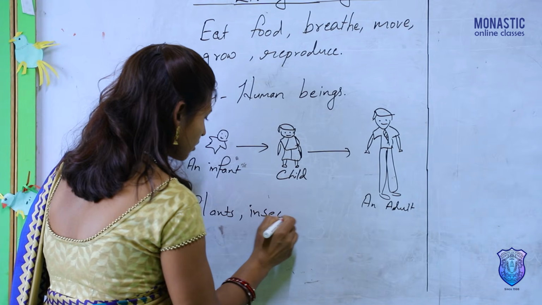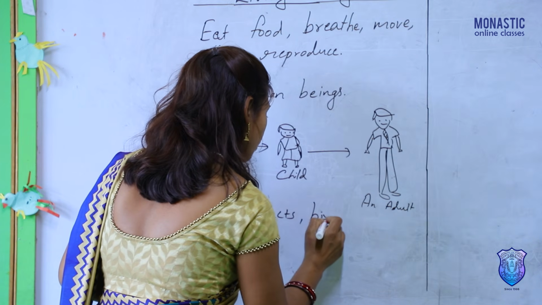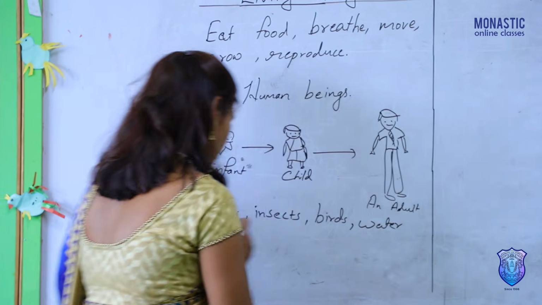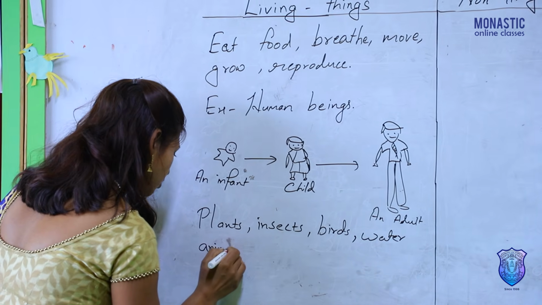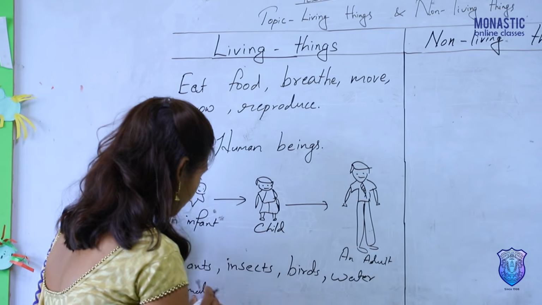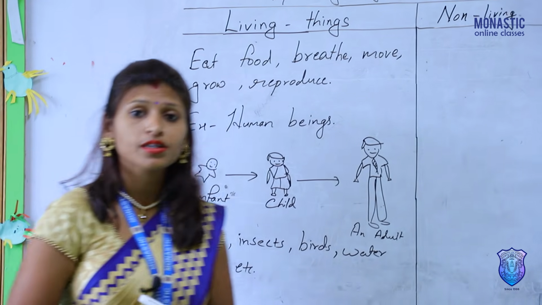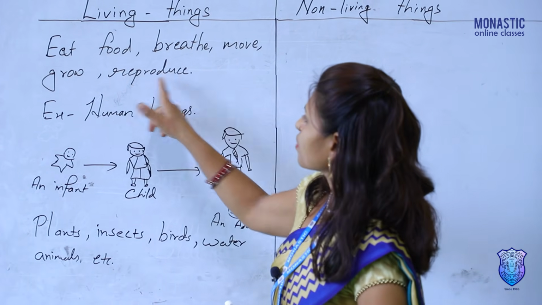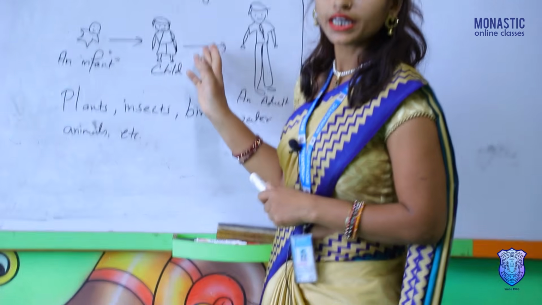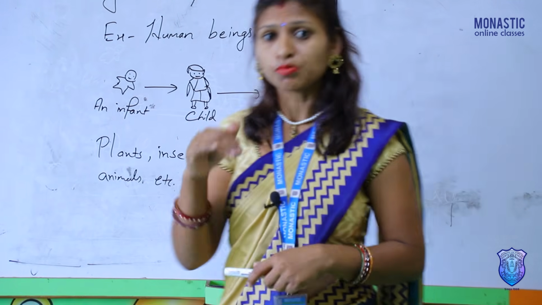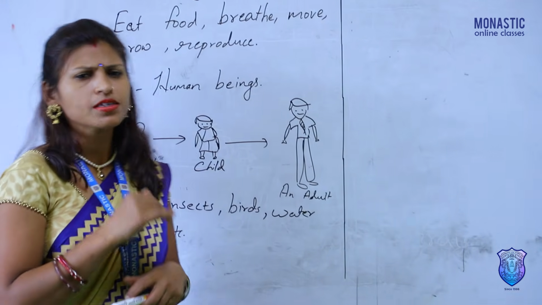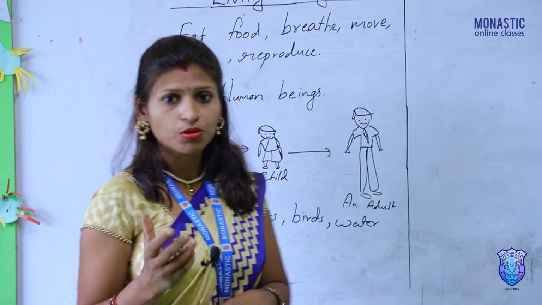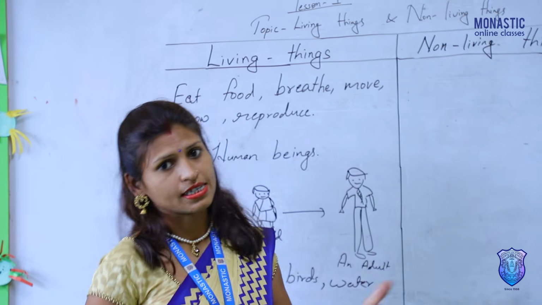Plants, insects, birds, water animals also, and more and more. So in this way, we can say that these are living things. I have told you that reproduction is also a system which is only possible in living things. Have you seen a small plant, a small baby, a small dog, and also baby hens, chickens? These types, because they can reproduce young ones like themselves.